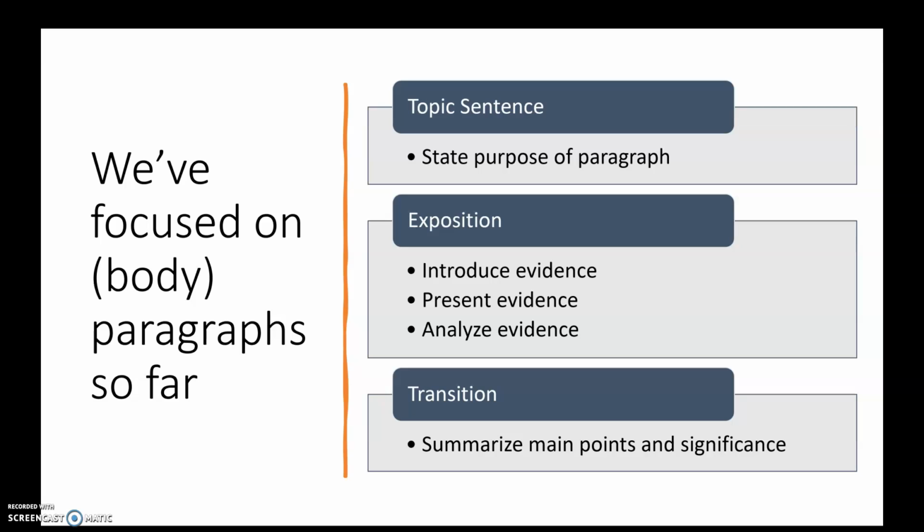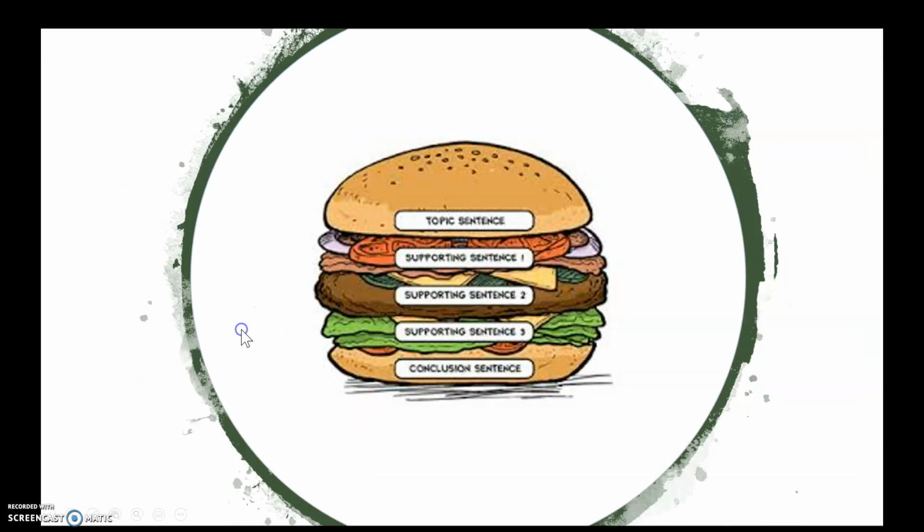So in a body paragraph, as you know, there are three main parts. There's the topic sentence, which states the purpose of the paragraph. There's the exposition, where you introduce, present, and analyze evidence. And there's the transition, where you summarize the main points and the significance.